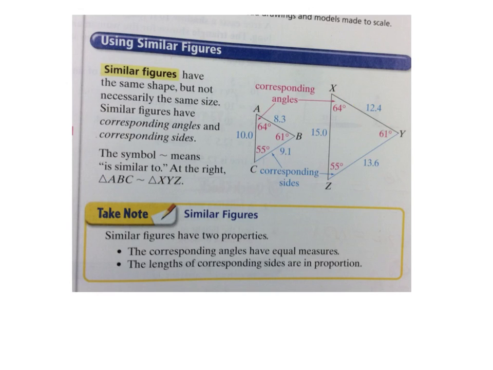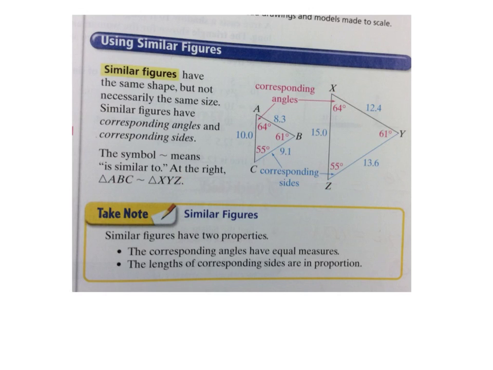That means the A, notice the A here and the X come first. That means A matches X. Notice they're both 64 degrees in my picture. B is in the middle and so is Y. That means B and Y match up, so those two angles are 61 and 61. And then C comes at the end, so C and Z match up, both at 55 degrees.